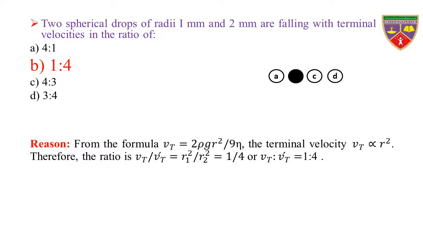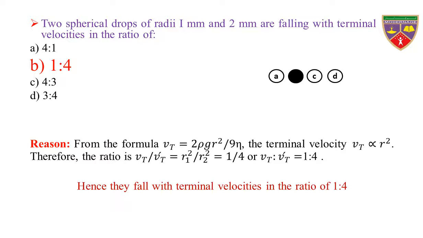Reason: from the formula Vt = 2ρgr²/9η, the terminal velocity Vt is proportional to r². Therefore, the ratio is Vt/V't = r1²/r2², which is equal to 1/4, or Vt : V't = 1 : 4. Hence, they fall with terminal velocities in the ratio of 1 to 4.